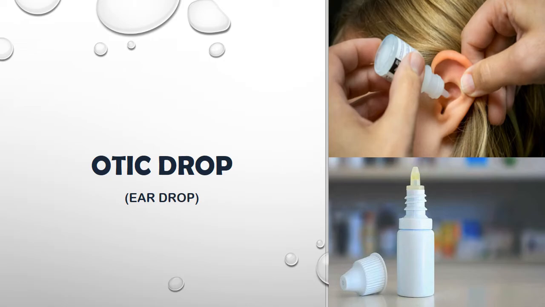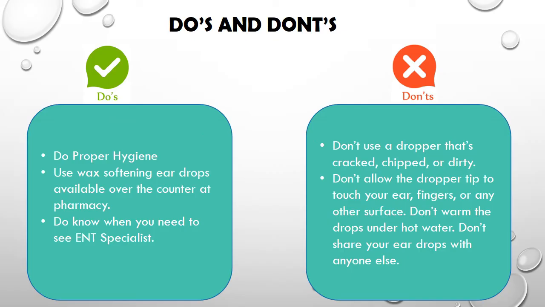Otic drop or eardrop, do's and don'ts. Do's: do proper hygiene in order to prevent infection and impacted earwax. Use wax softening eardrops available over the counter at the pharmacy in order for you to easily remove your earwax. Last, do know when you need to see an ENT specialist to avoid a more serious infection caused by neglect.